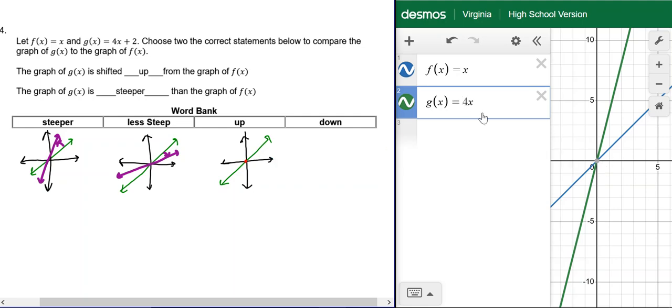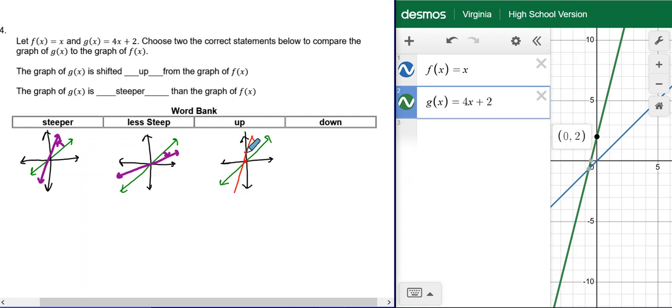So if I look here, I'm going to go ahead and put this up too. And here's the y-intercept, and here's the other y-intercept. It shifted up too. So the graph not only became steeper, but it also shifted up. So that's what we have there. Okay, that's one way to do it.